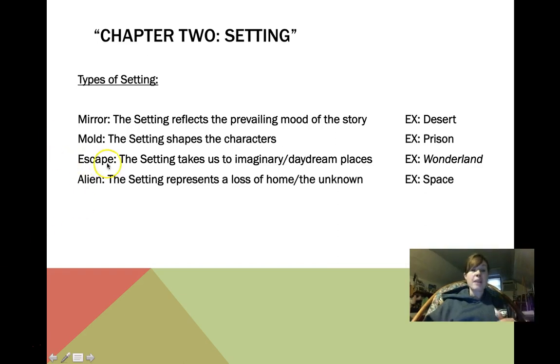So these 4 types of setting are going to be on your fiction exam when you take it, so please make sure you note those, the 4 different kinds. Most of these terms that I'm talking about are going to be in some shape or form on your exam, so just make note of those.